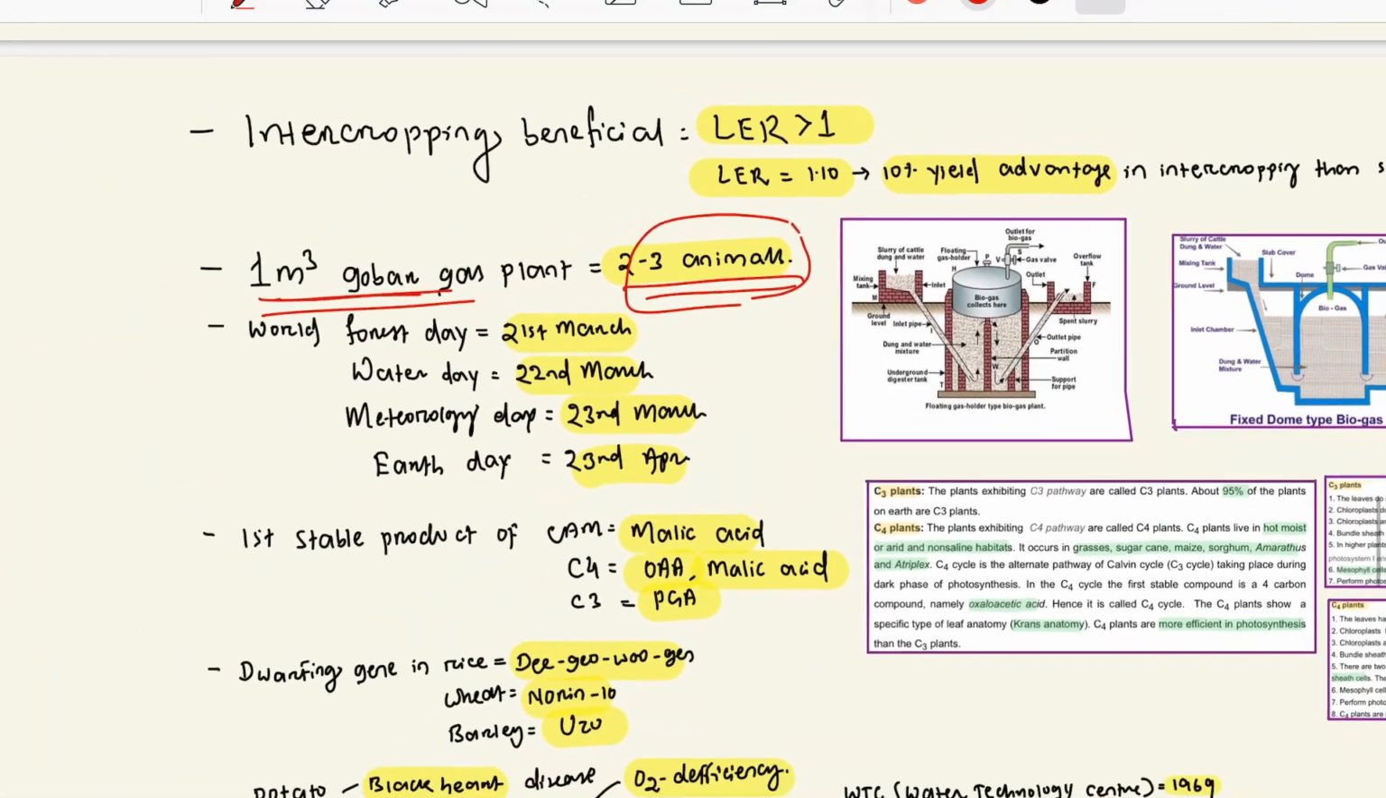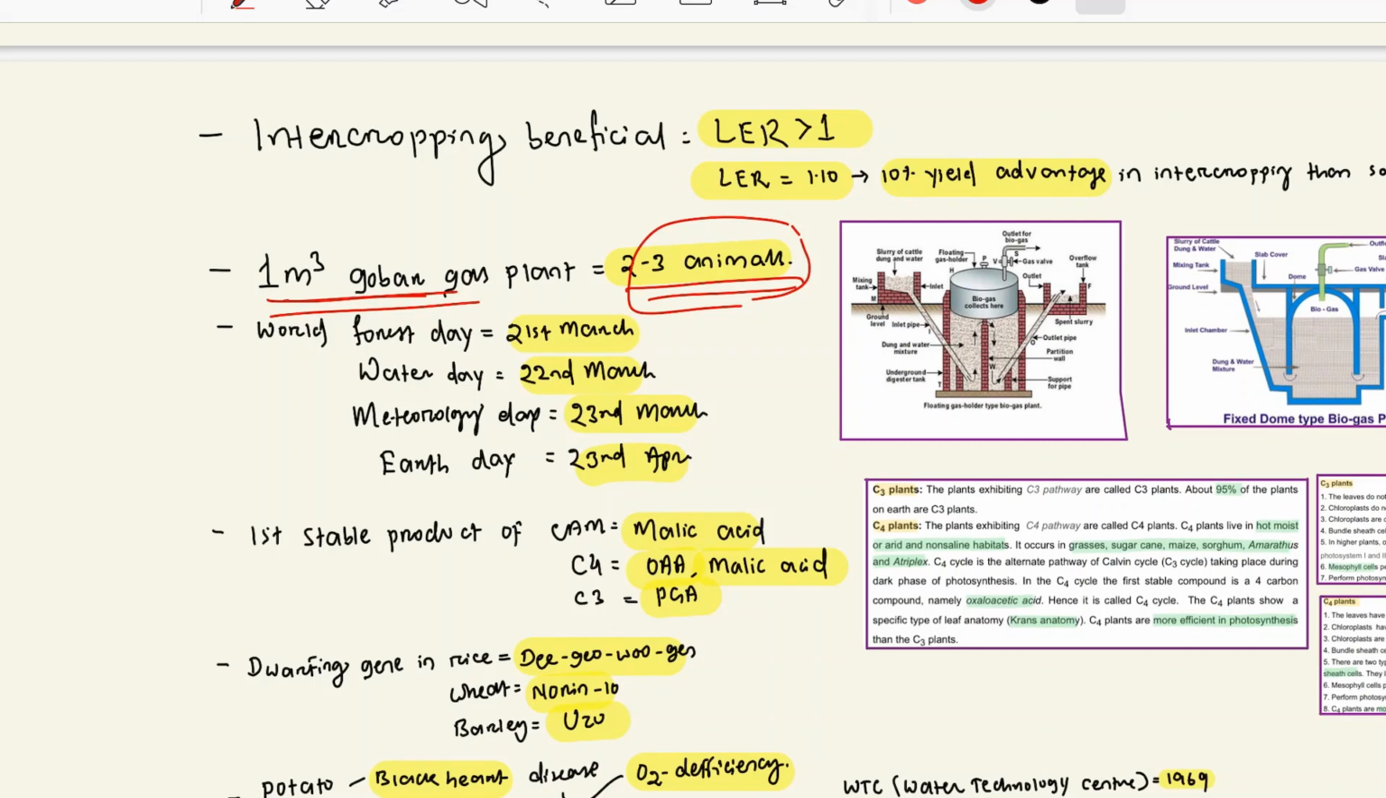So there are different types of biogas plant. Our main question was, for a 1 meter cube gobar gas plant, how many animals do we require to get their manure or excreta for the digestion. Now there are different days we must remember, they are important from the exam point of view.